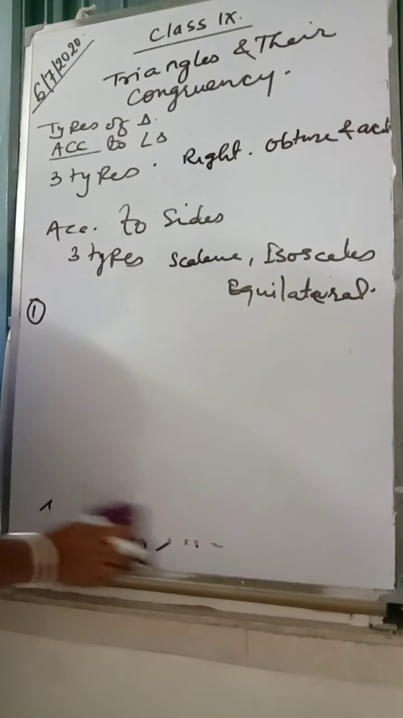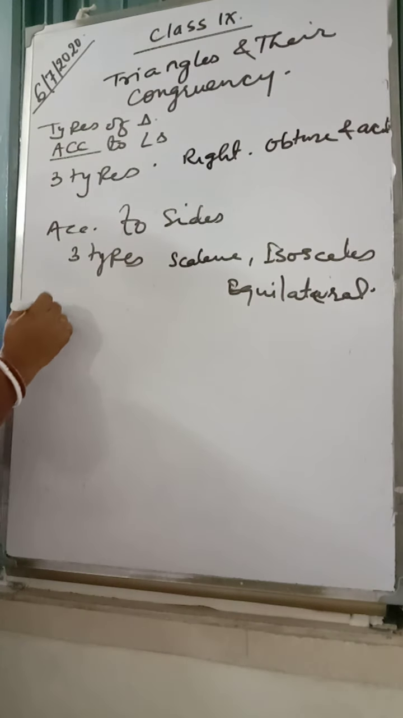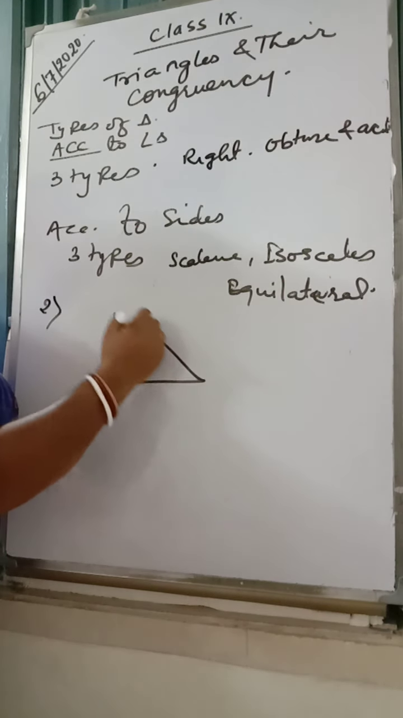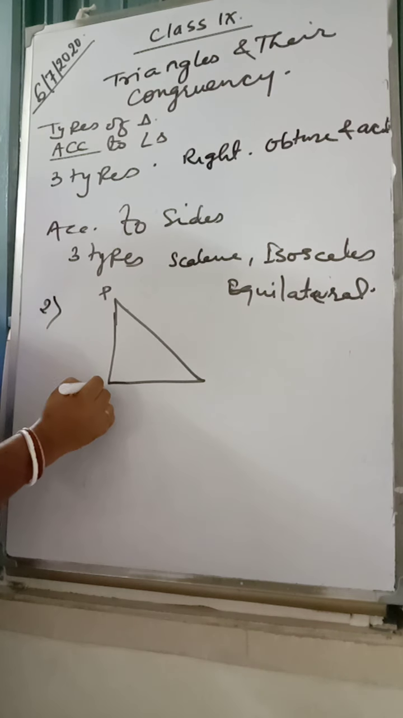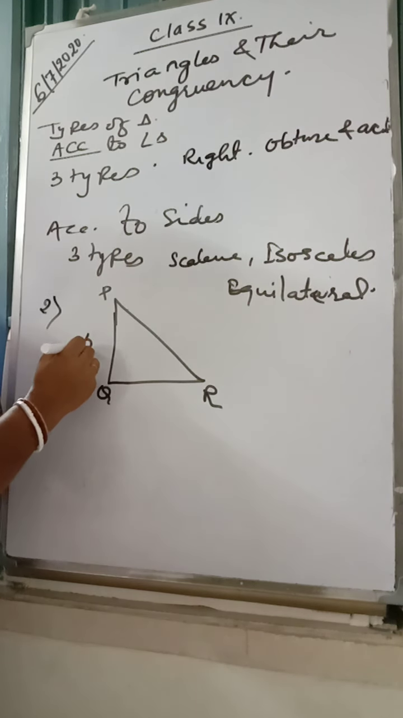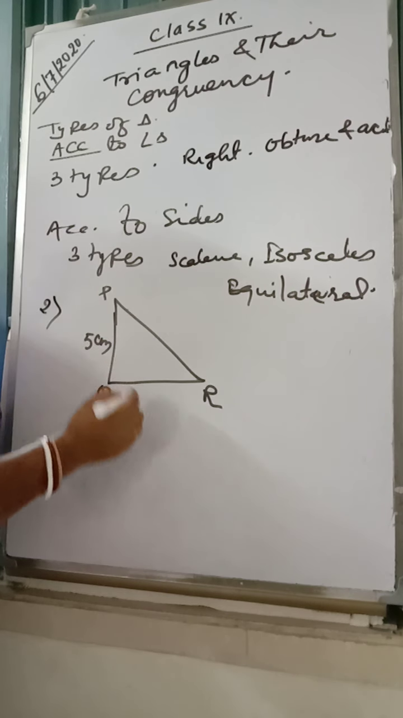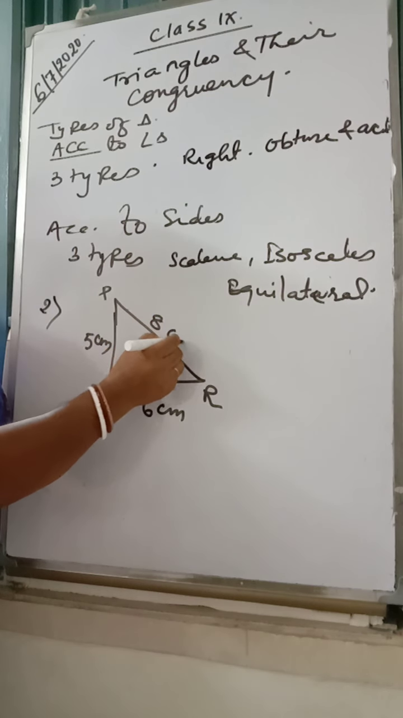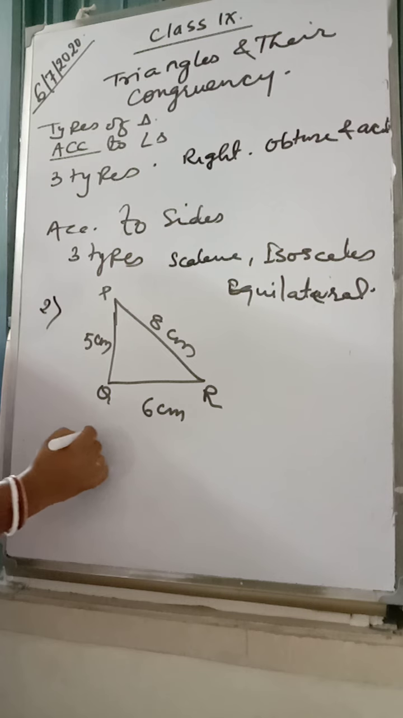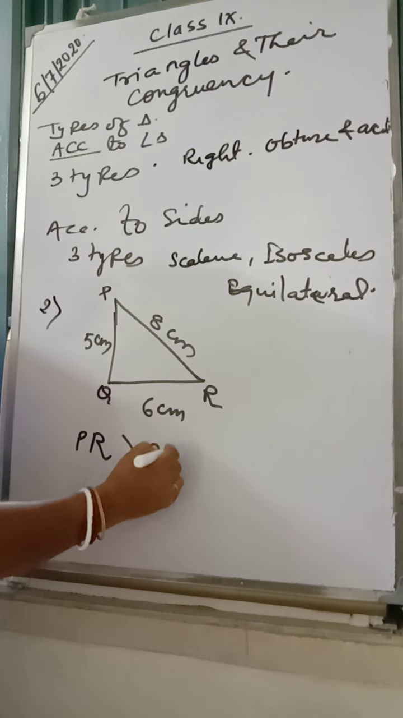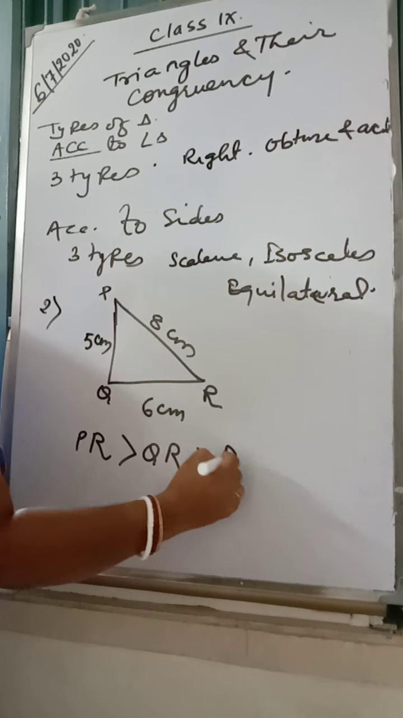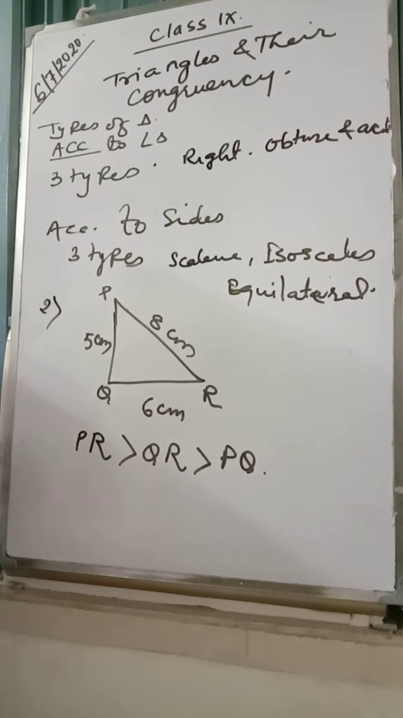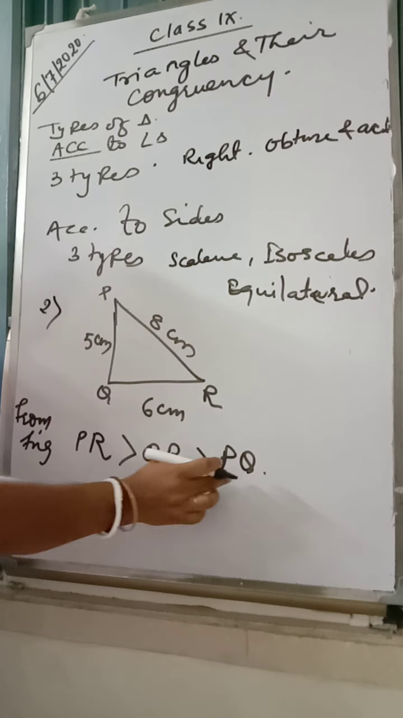The second relation is just the converse of it. If we have triangle PQR, PQ is 5 centimeter, QR is 6 centimeter, and this is 8 centimeter. What can we see? PR is greater than QR is greater than PQ. We can see this from the figure. This is the largest. PR is greater than QR is greater than PQ.